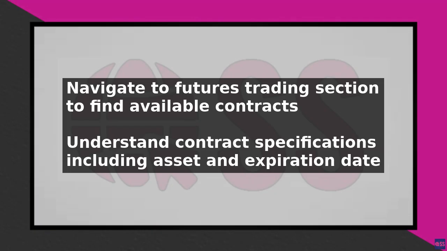To place a trade, you will need to choose the contract you want to trade and select the order type. BitMart offers several order types, including limit orders, market orders, and stop orders. A limit order allows you to set a specific price at which you want to buy or sell, while a market order will execute the trade at the current market price.